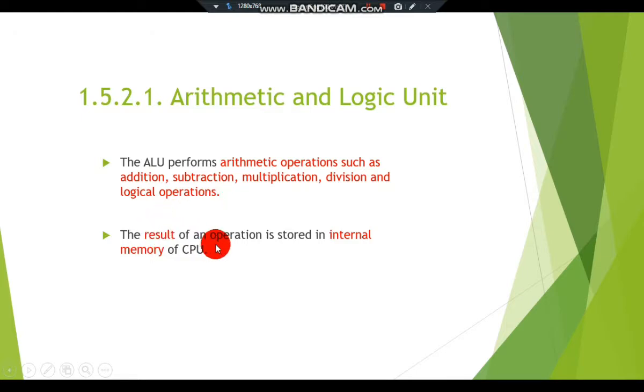The result of an operation is stored in the internal memory of the CPU. At the time of processing, the result is stored in the internal memory. Internal memory is also known as registers. After the process is done in this ALU, at the time of processing, the data is stored in this internal memory, which is also known as register.